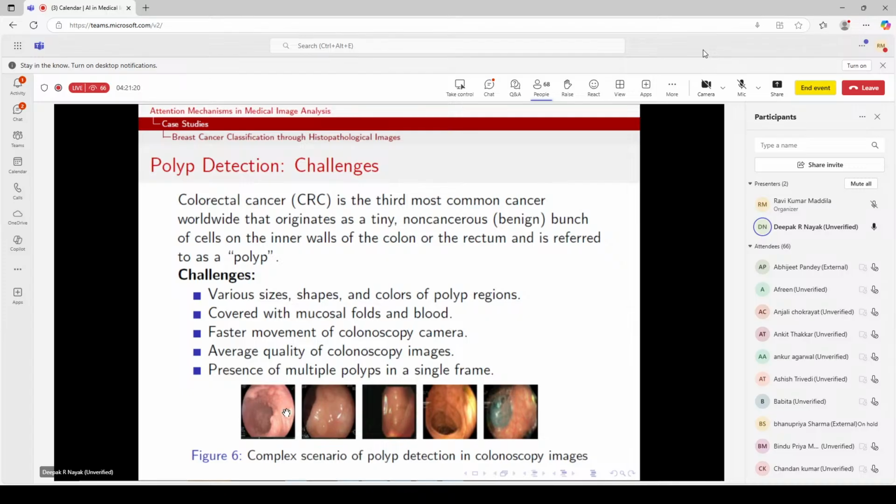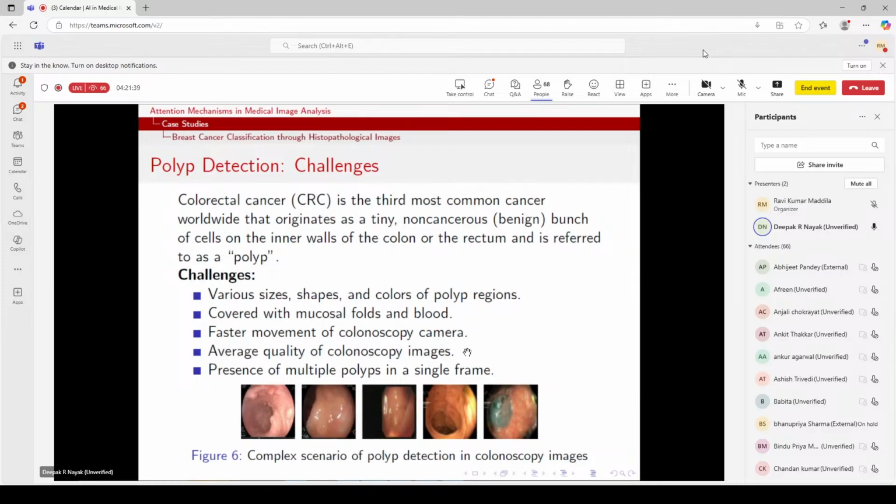So, what will be the consequences, right? The number of cases are increasing day by day, I mean, the colorectal cancer cases. So it is very, very important to detect the polyps early, right? As I mentioned, there are challenges while detecting the polyps.